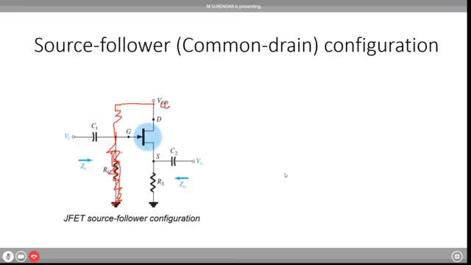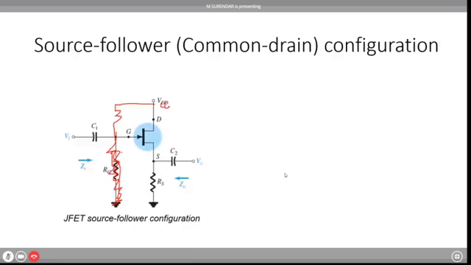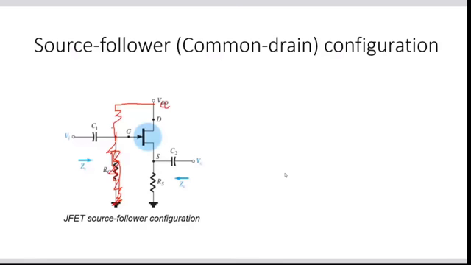Now we are dealing with the source follower circuit. The only difference is we are connecting this resistor to the ground, so that we can get the self-bias kind of configuration. So this is the circuit for the source follower configuration.